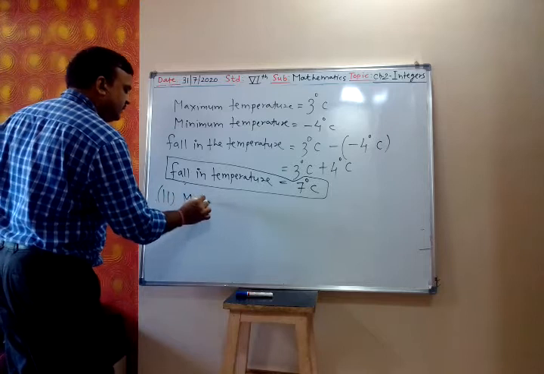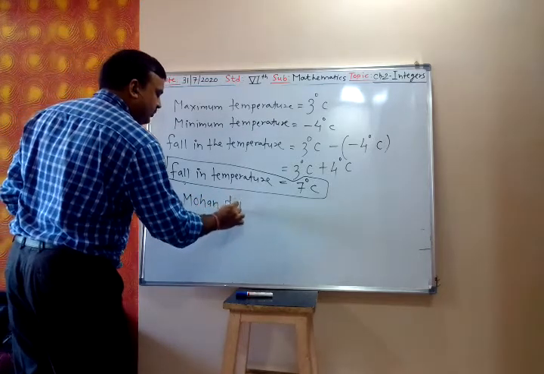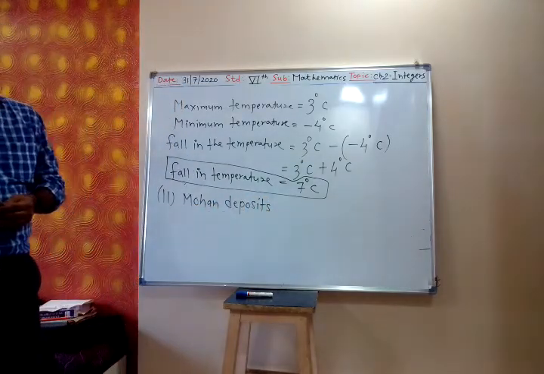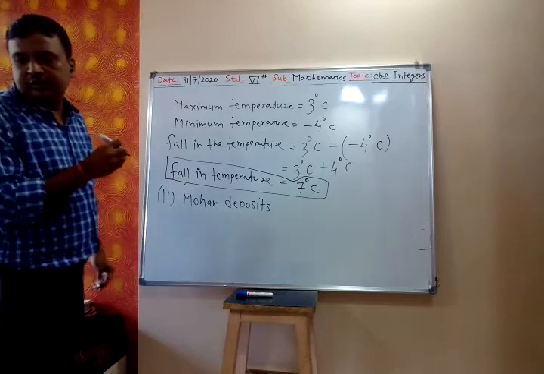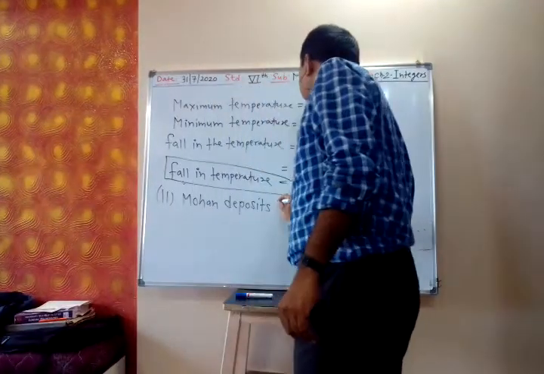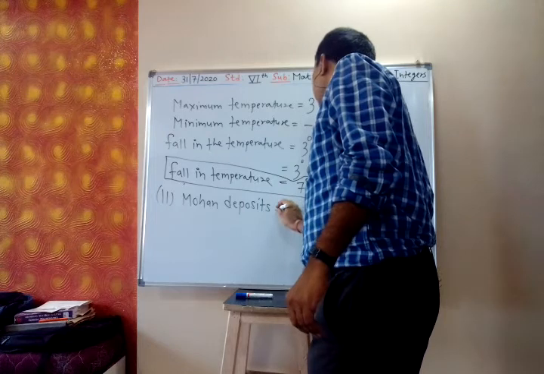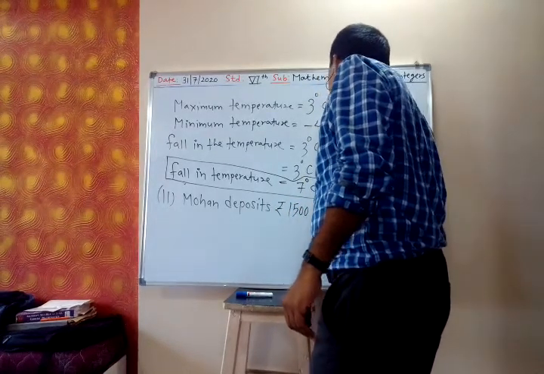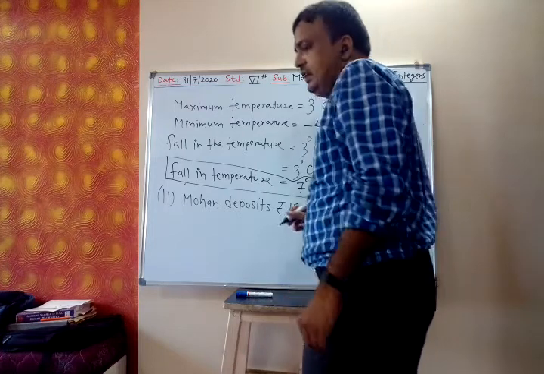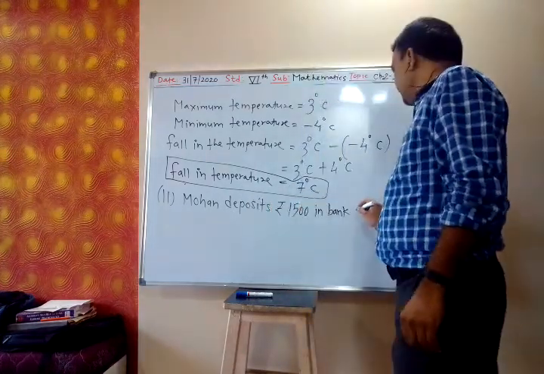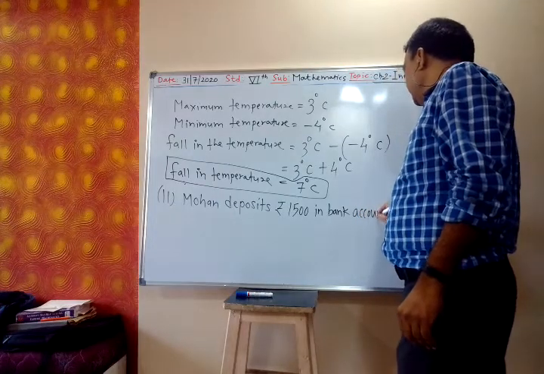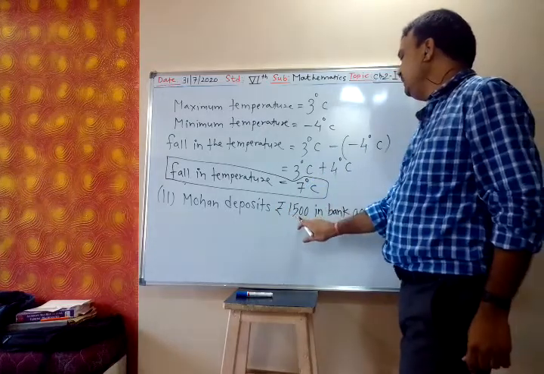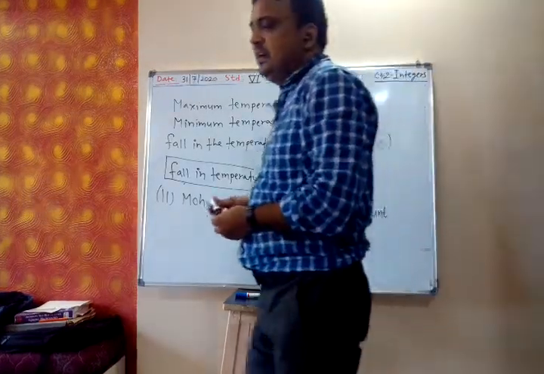Mohan deposits 1500 rupees in a bank account. This is the symbol of rupees. Mohan deposits 1500 rupees in the bank account.